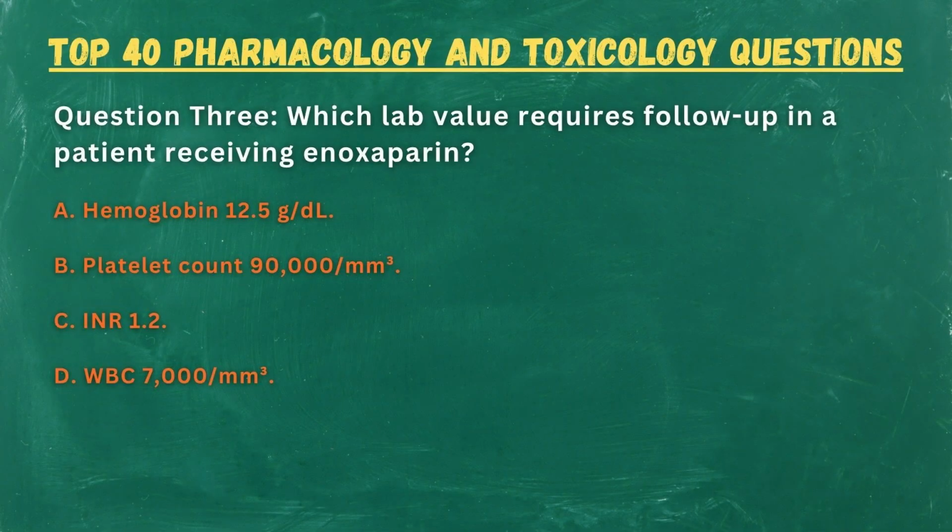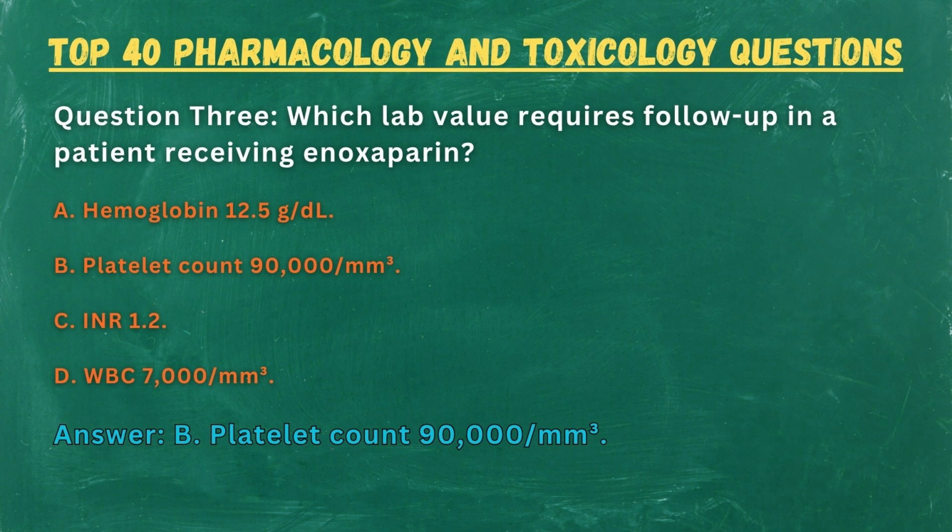Question 3. Which lab value requires follow-up in a patient receiving enoxaparin? A. Hemoglobin 12.5 g/dL. B. Platelet count 90,000/mm³. C. Creatinine 1.2 mg/dL. D. WBC 7,000/mm³. Answer. B. Platelet count 90,000/mm³.